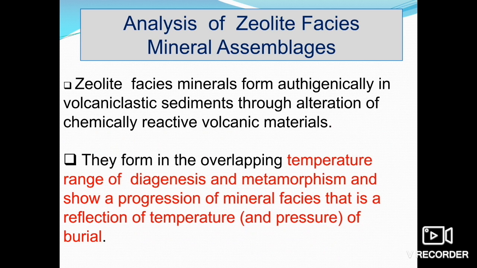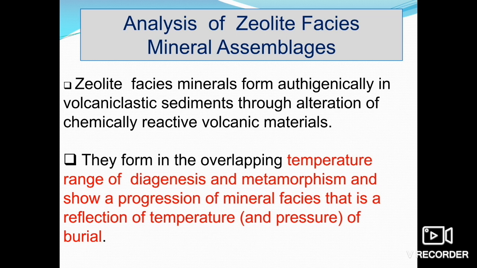Another important tool is the analysis of zeolite facies mineral assemblages. Zeolite facies minerals form authigenically in volcaniclastic sediments through alteration of chemically reactive volcanic materials. They form in the overlapping temperature ranges of diagenesis and metamorphism and show a progression of mineral facies that is a reflection of the temperature and pressure of burial. So that is the most important tool, the analysis of zeolite facies.